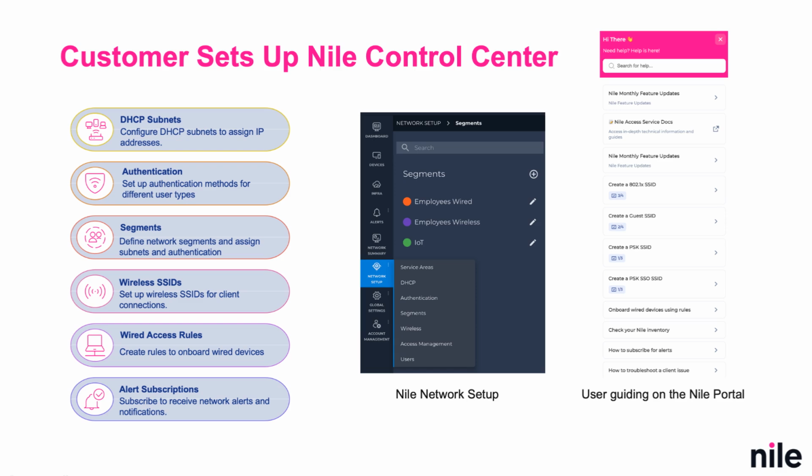Don't forget to set up your alert subscriptions. The Nile Control Center supports email and SMS alerts and can also integrate with any monitoring tool that supports webhooks, including LogicMonitor, Splunk, and others. And to simplify the entire process, you can use the built-in user guiding experience within the Nile Control Center. This interactive guide shows you exactly where to click and what to do, helping you complete your setup confidently step by step. Together, these components, DHCP, authentication, segments, SSIDs, wired rules, alerting, and interactive guidance, come together in the Nile Control Center to deliver a streamlined and scalable network experience.